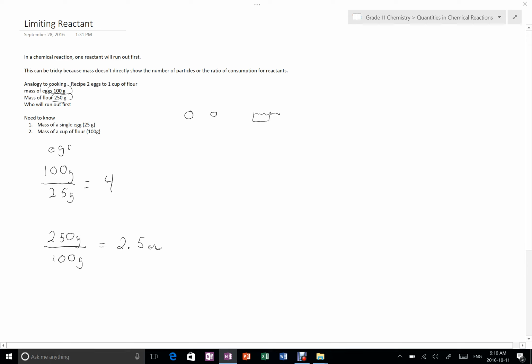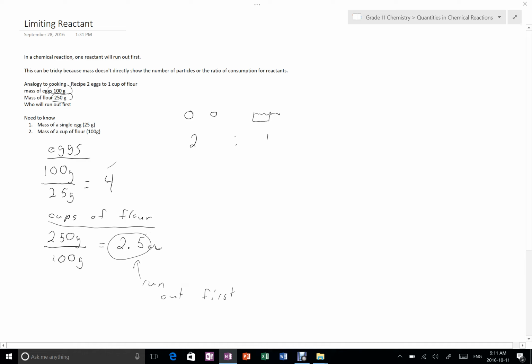Just going to label these eggs and cups of flour. So you look at that and you might think, well, look, I only have 2.5 of those and I have 4 of those, so shouldn't this one run out first? But our recipe calls for 2 eggs for every 1 cup of flour. So we have to take that into account too.